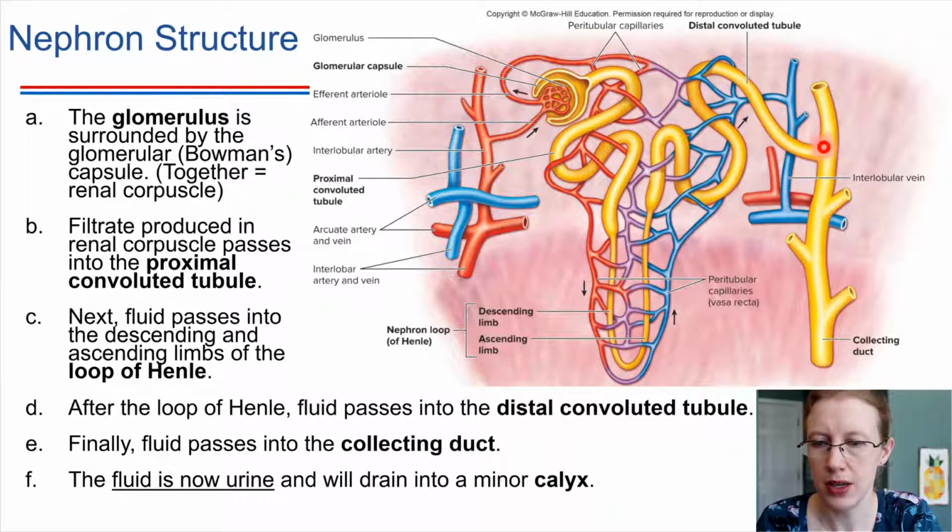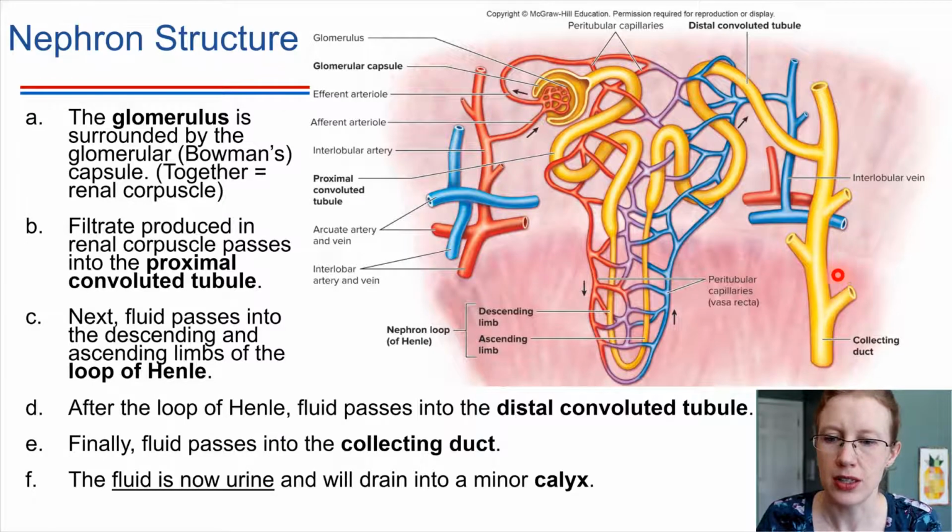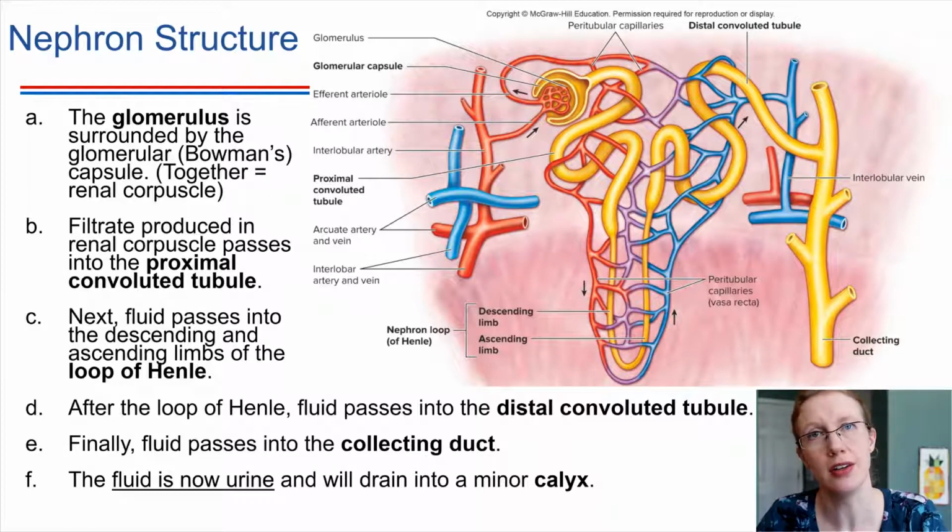From there, it gathers into a collecting duct. Each nephron has a collecting duct, and those collecting ducts merge together and drain into the calyx, the minor calyx that we saw a couple slides back. So that fluid that has been produced, the filtrate, once it's done being processed, that is urine. So urine gets emptied from the collecting duct into the calyx, which will drain into the pelvis of the kidney, the renal pelvis, and then out the ureter to the urinary bladder.